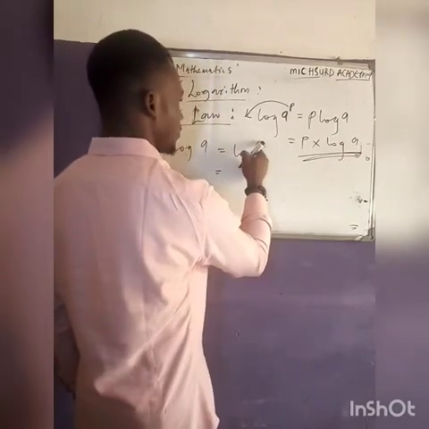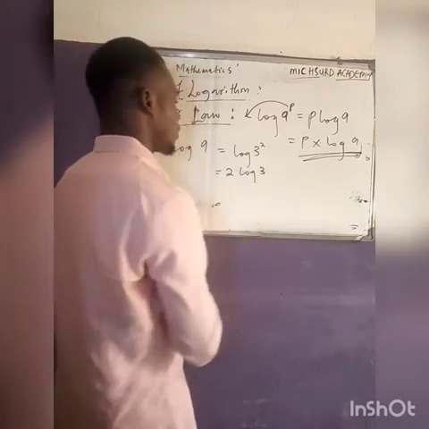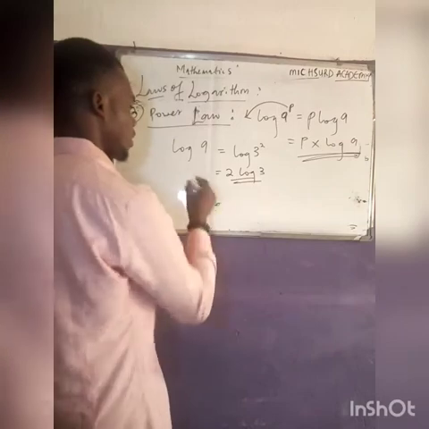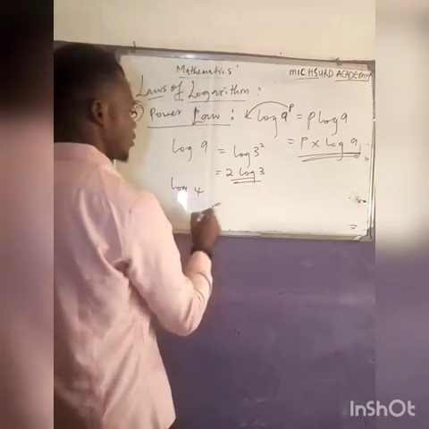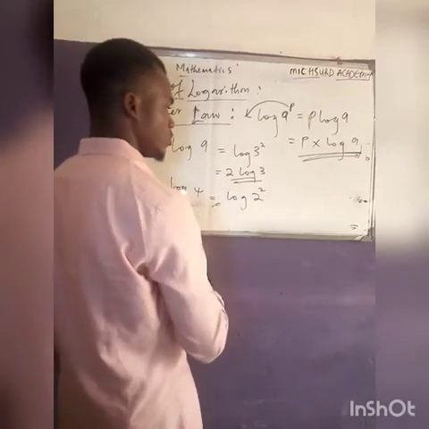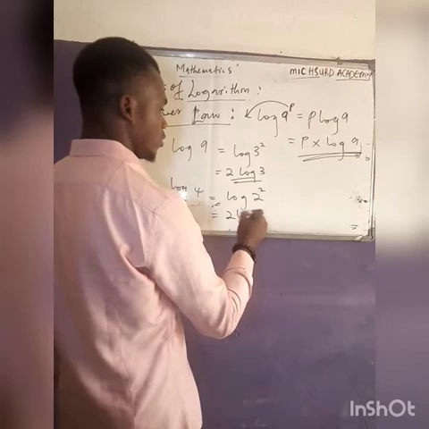Which is the power 2 come over to this side, we have 2 log what? Log 3. So we have simplified to this. So the same thing, if you have log 4, it will be log 2 raised to power what? 2. So this 2 will come over to this side, becomes 2 log what? 2.